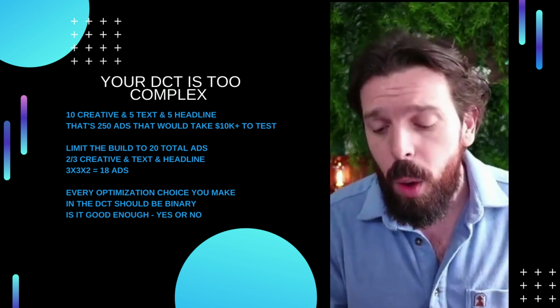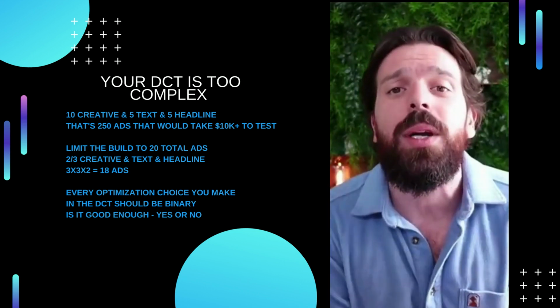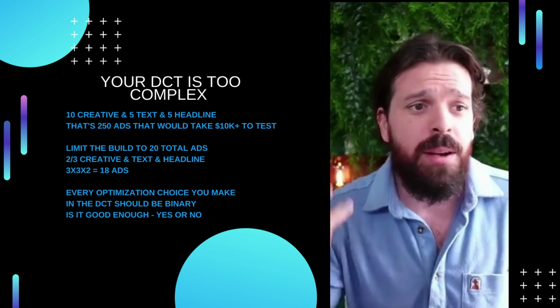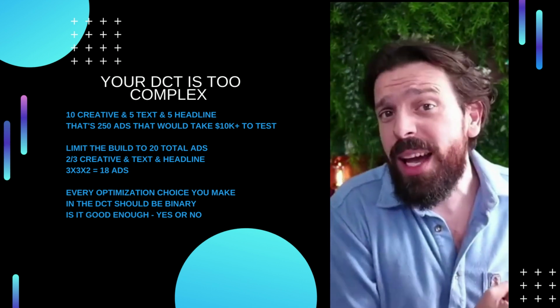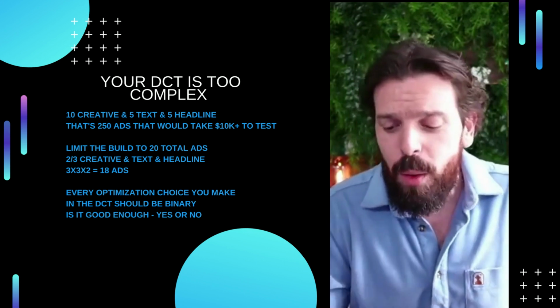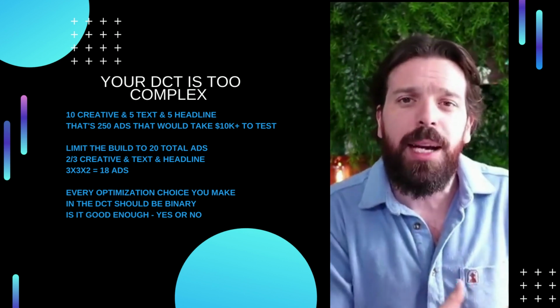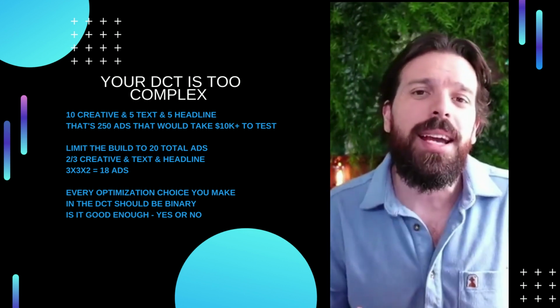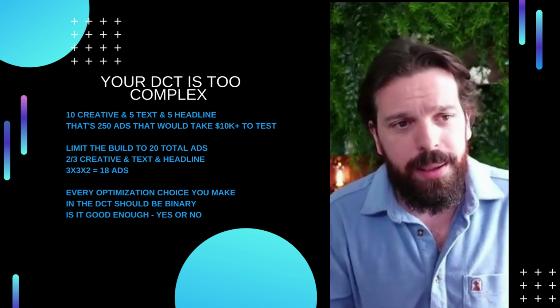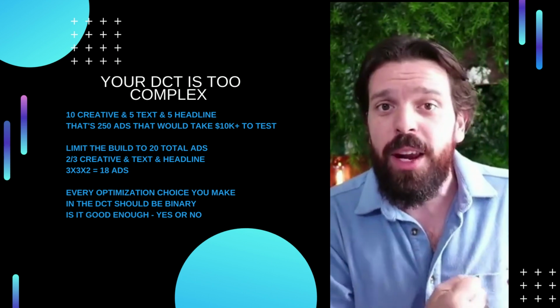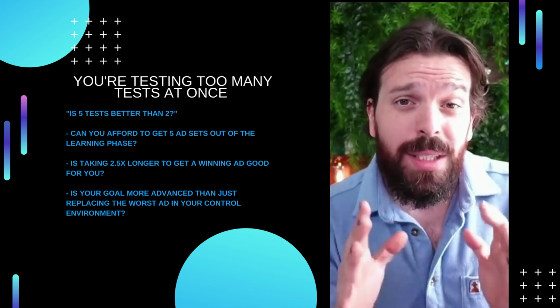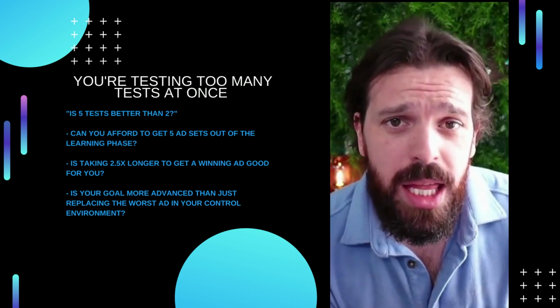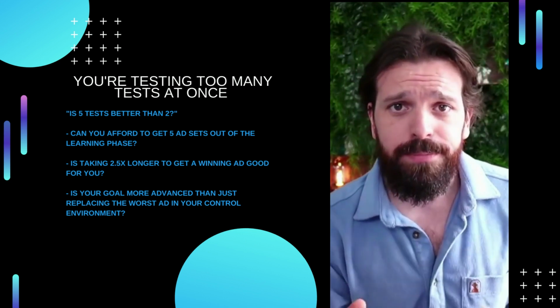Let's limit the total build to less than 20 total possible combinations. Maybe 2 creative or 3, maybe 2 headline and 2 primary text. That way, all of your decisions to optimize are binary and you can get to an answer extremely quick. If it's not good enough, get rid of it. If it is, move forward. It's that simple. You are testing too many things at once.